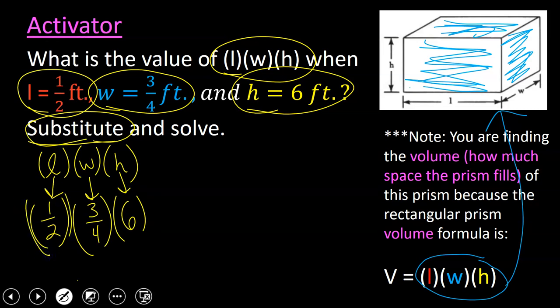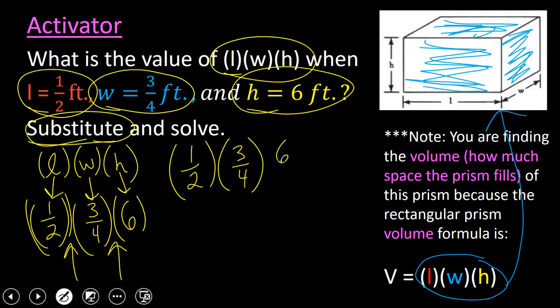Well, parentheses with nothing in between means multiplication. So we're going to be multiplying 1/2 times 3/4 times 6. Well, I need to change 6 into fractional form before I can multiply it by 1/2 and 3/4. So I'm going to change 6 to 6/1. You can change any integer into a fraction by placing it over 1.